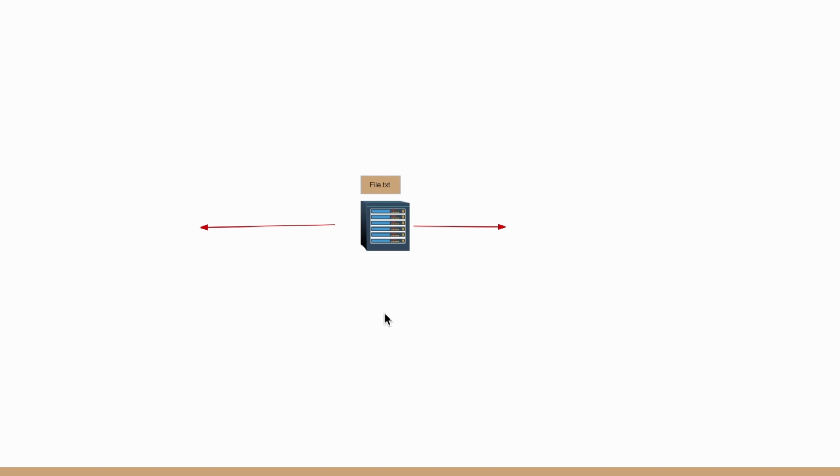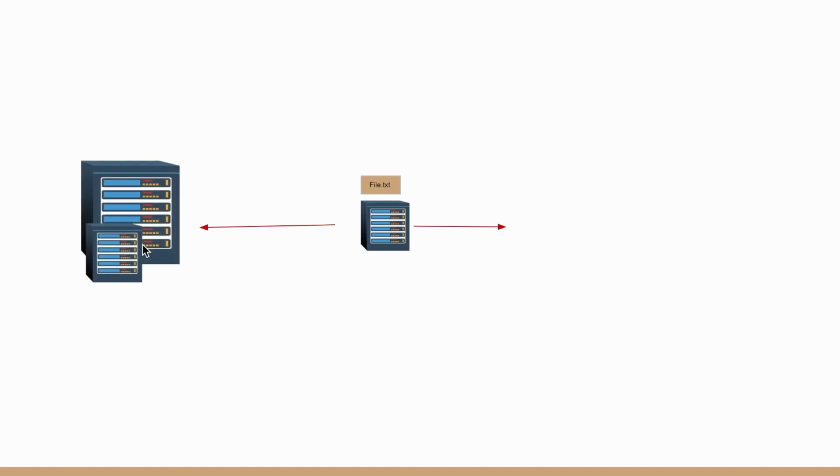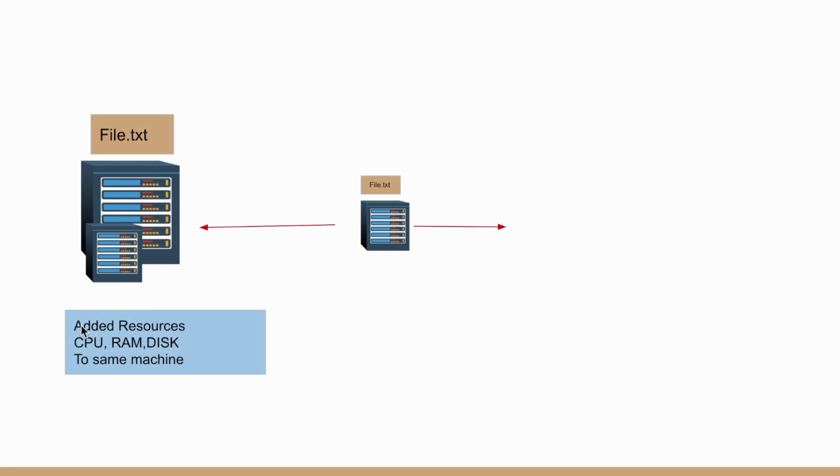You can add more resources to the same machine, like CPU, RAM, and disk, and make it more powerful. This is called vertical scaling. One thing to note here is that the bigger file will be on one machine and processing of the file will be done by a single machine only. Also, machines have limitations to which extent you can add more resources. And if your requirement is higher than the capability of the machine, then you have to replace it with a newer, bigger machine.